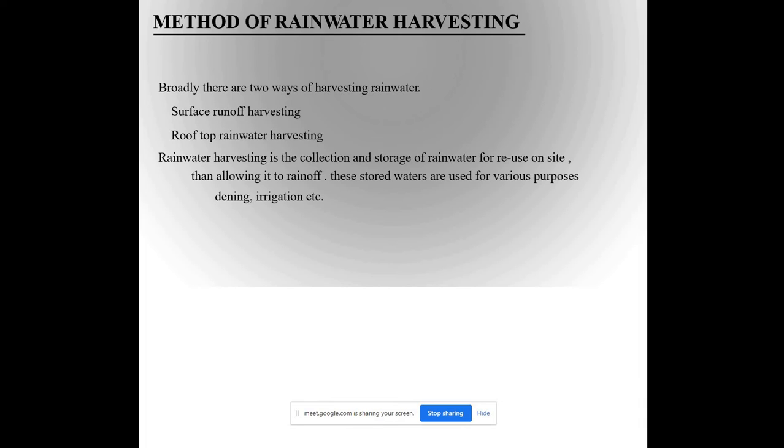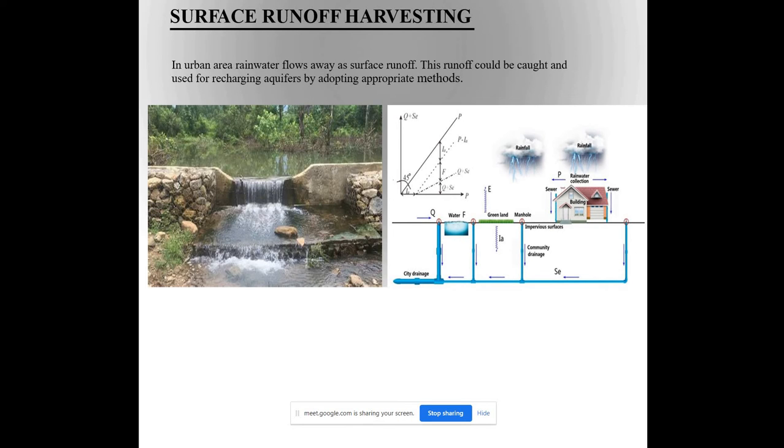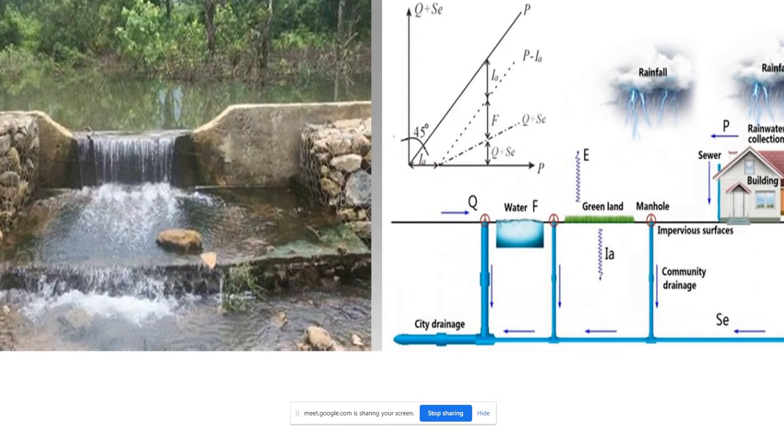Storage limits. Method of rainwater harvesting: broadly there are two ways of rainwater harvesting: surface runoff harvesting and rooftop rainwater harvesting. Rainwater harvesting is the collection and storage of rainwater for reuse on site. Rather than allowing it to run off, this stored water is used for various purposes such as gardening, irrigation, etc.